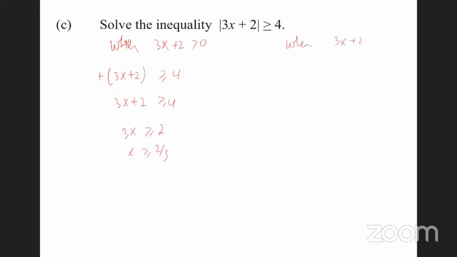When 3x plus 2 is less than 0, then we use the minus in front. Right? Carry across the minus sign. If you want, it's up to you. You can leave it here. Carry across the minus 2. You'll get positive 6. Now, when you divide everything by -3, the inequality sign will change. So you'll get x is less than -2, but x is more than 2/3. So x is less than -2 together with x is more than or equal to 2/3.